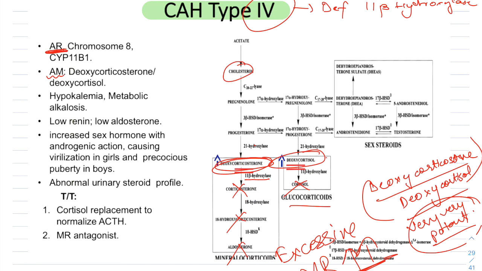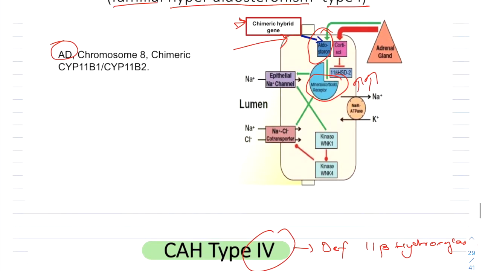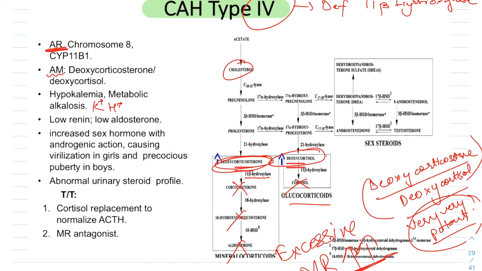Because of excessive mineralocorticoid action, potassium will be lost, H positive will be lost, as I have already discussed. When there is excess mineralocorticoid action, potassium is thrown out in exchange for sodium, and hydrogen is lost in exchange for sodium. Sodium is reabsorbed, potassium and hydrogen are lost, leading to hypokalemia and metabolic alkalosis. Also, because of excess sodium reabsorption, there will be plasma volume expansion.